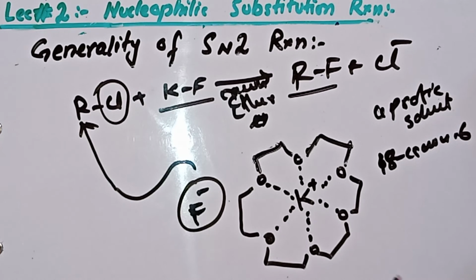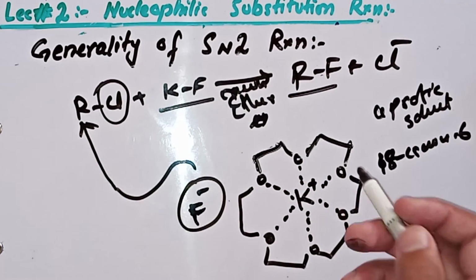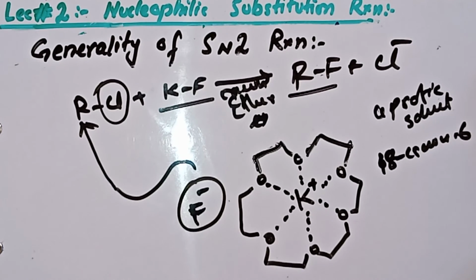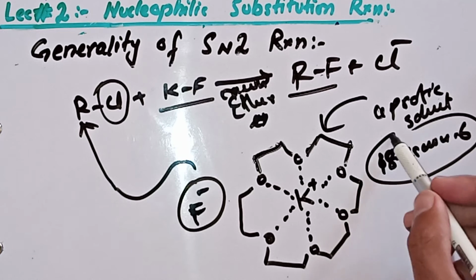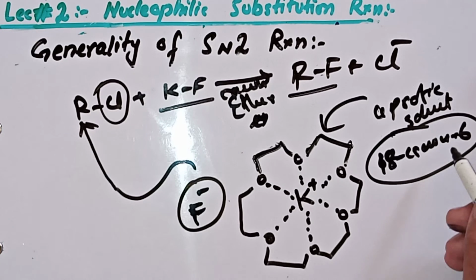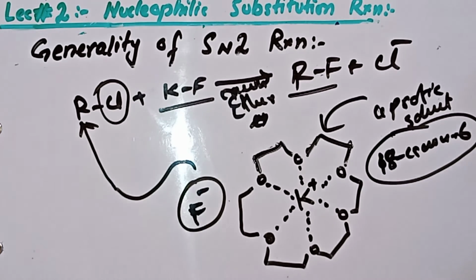These are the reactions when we use the fluoride ion to synthesize alkyl fluoride. In this case we should use the aprotic solvent, and 18 crown 6 ether must be used. We will discuss the difference between aprotic solvent and protic solvent later in a separate video, but now we concentrate on nucleophilic substitution reaction.